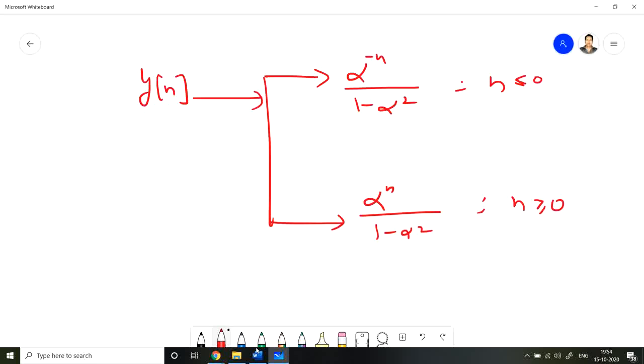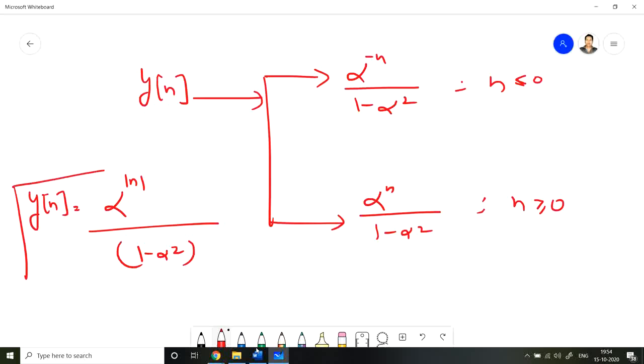Now if we combine these two terms, then y[n] can be written in the form of a modulus. It is written as alpha raised to the power modulus n, because for n greater than 0 we have this relation and for n less than 0 we have this relation. So it is better to write in this modulus form. y[n] is equal to alpha raised to the power modulus n divided by 1 minus alpha square. This is our y[n], this is our response of the LTI system.